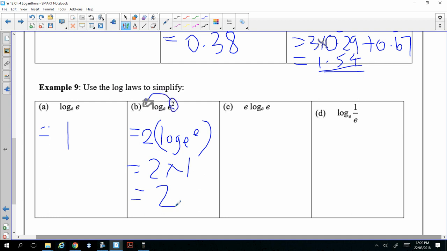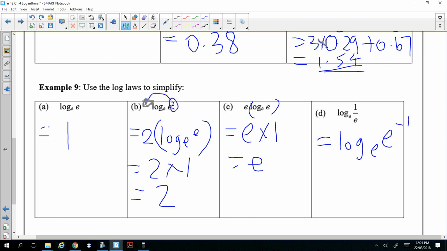Okay, next one. Well, next one is just e times 1, isn't it? Just e, right? It's just 1. And the last one is 1 over e, which is e to the power of -1. And that -1 can go to the front. -1 log base e of e. And what's log base e of e? Which is 1. So -1 is your final answer. Okay, next page. 2 more pages to go.